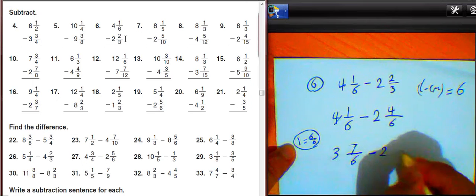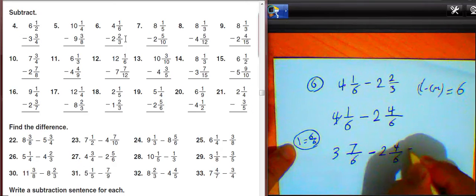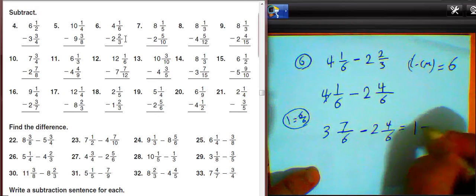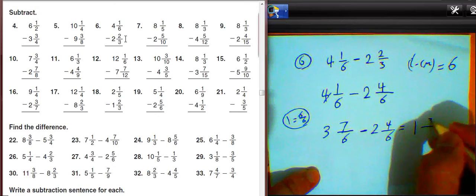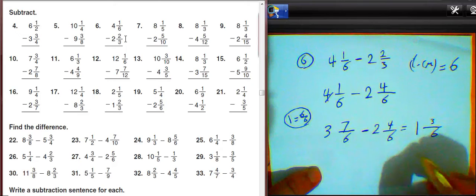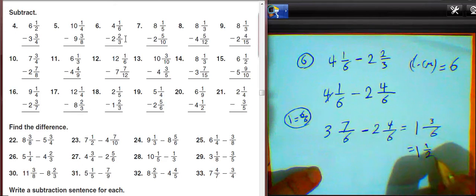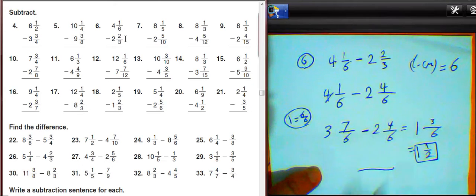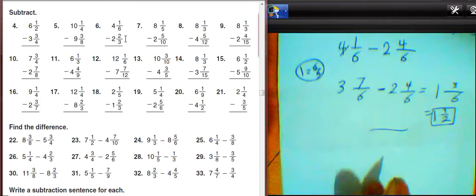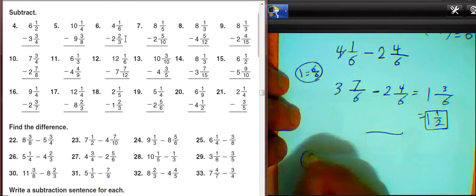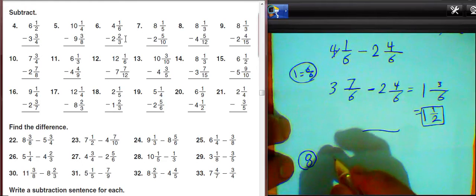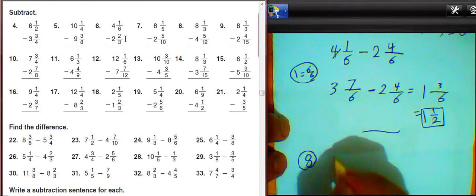Subtract 2 and 4 over 6. 3 subtract 2 equals 1. And 7 minus 4 equals 3 over 6. We know 3 over 6 equals a half, so the result will be 1 and a half. Okay, it was question number 6. What about question number 8? Okay, question number 7 first.